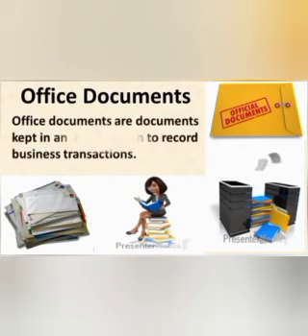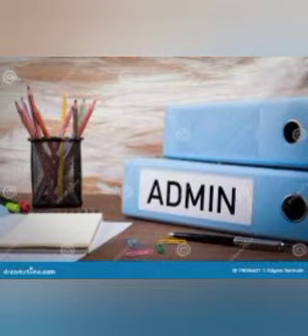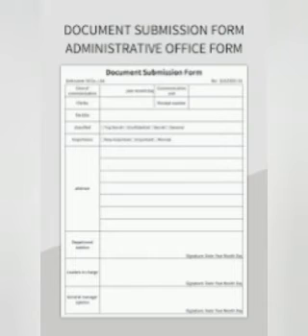Some of them are used as proof of payment. Some of them are used as proof of goods supplied or received. They are all known as office documents. For a better understanding, let's categorize this into two: the sales documents and the purchase documents. However, we can also have a third one, which is administrative documents. Administrative documents are basically used to carry out administrative duties.